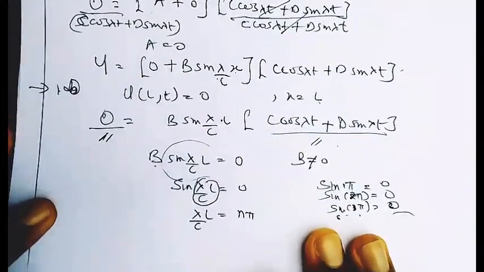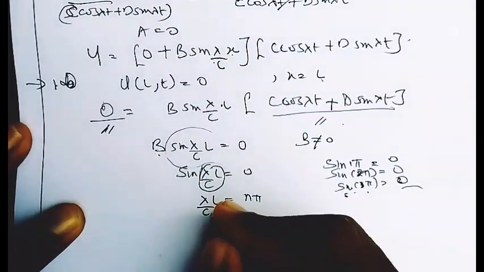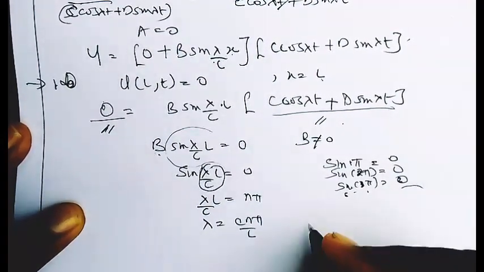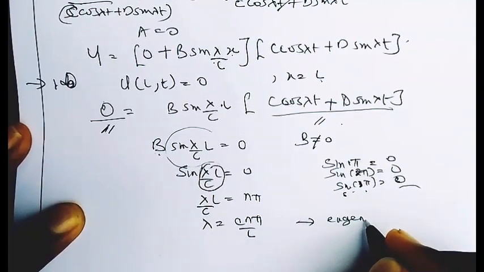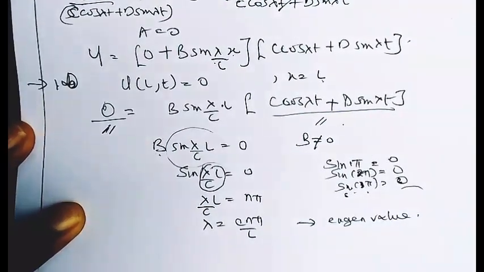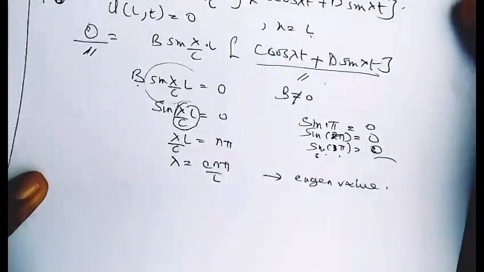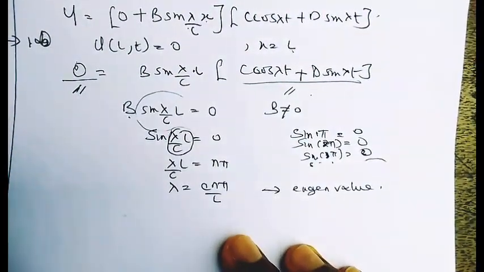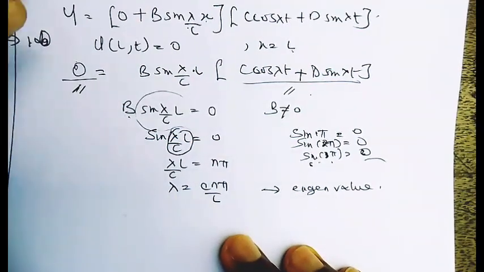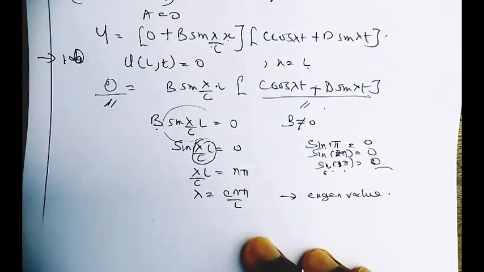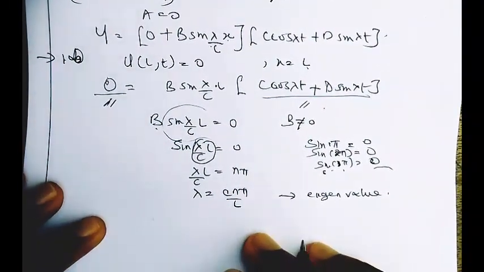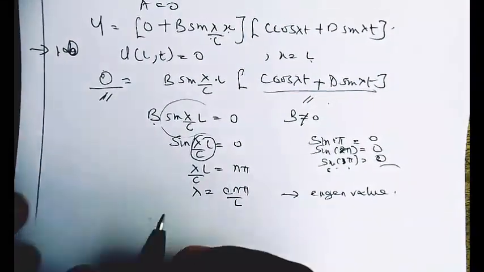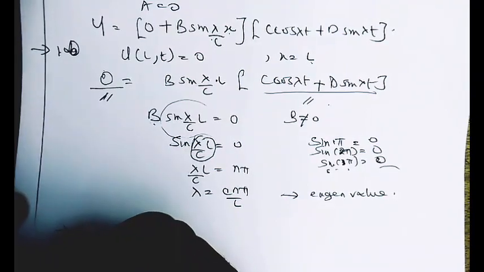You understand now? So now I'm going to find the value of lambda. Lambda is equal to c n pi over l. This is my eigenvalue. Now what we do is substitute lambda back into my equation for u. Remember, I applied my first boundary condition to get the value of a, and my second boundary condition to get the value of lambda. So now we substitute back to u.